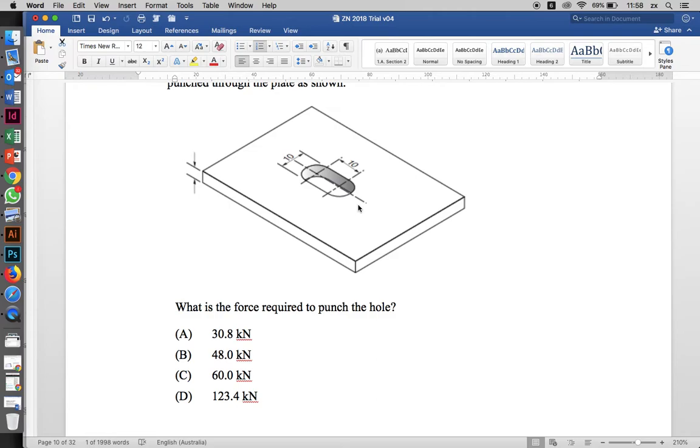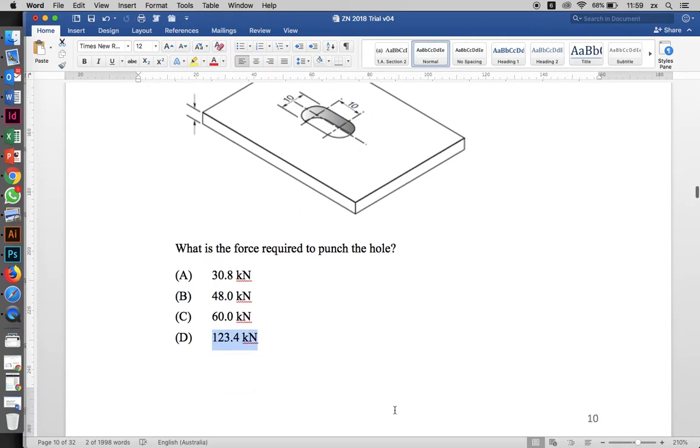So the area equals 10 pi plus 20, all multiplied by 4. I got 205.6. Then we're trying to find the force. So we know stress equals force over area. That means that force equals area times stress. So force is going to equal 206 times 600, and that's going to give us an answer in newtons, which is 123,400. Our answers that we can choose from are in kilonewtons, so it's going to be 123.4.